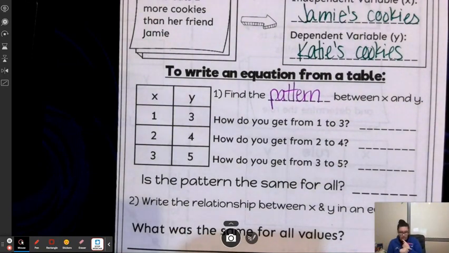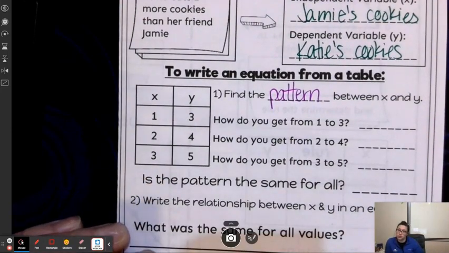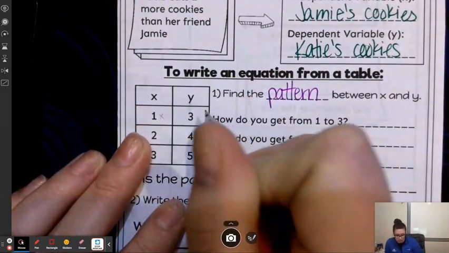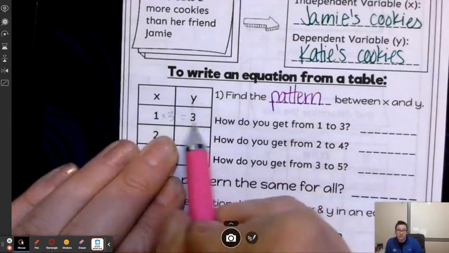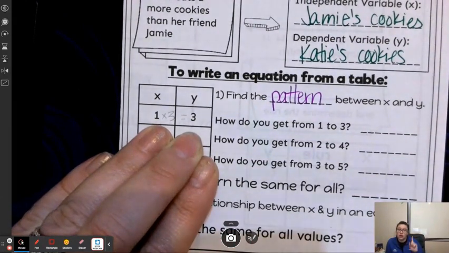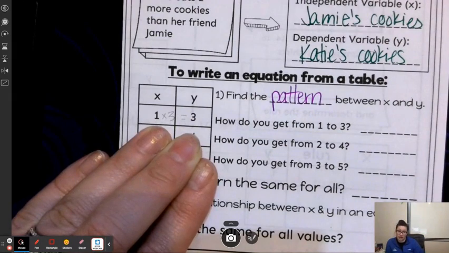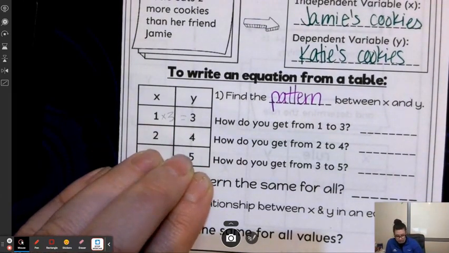So let's think. What math could we do to go from 1 to 3? It's getting bigger, so I'm going to be adding or multiplying. I could do 1 times what would give me 3? 1 times 3 would equal 3. That pattern works for that row. But my pattern must be correct for everything for that to be my pattern. So that times 3 has to be true for the next set of numbers.